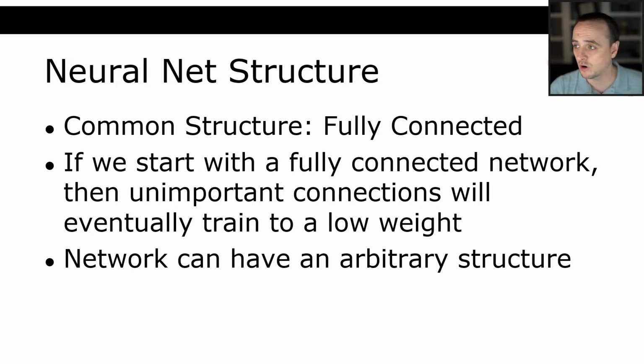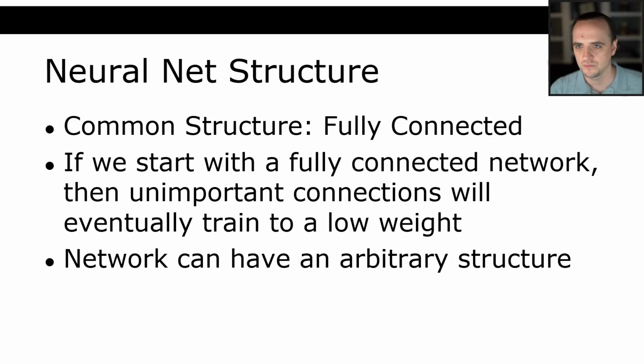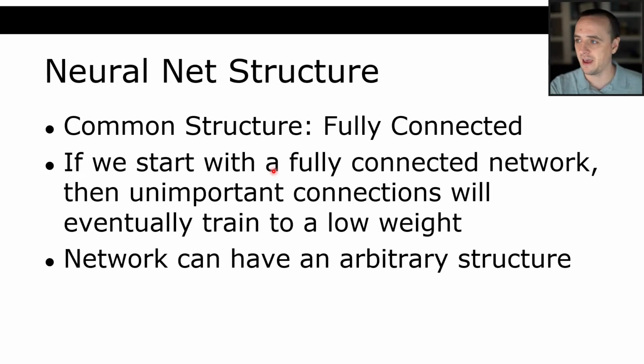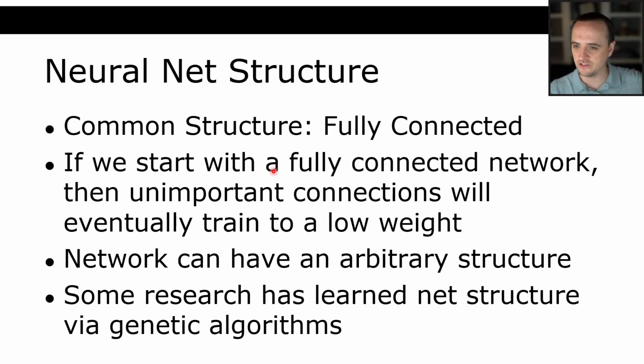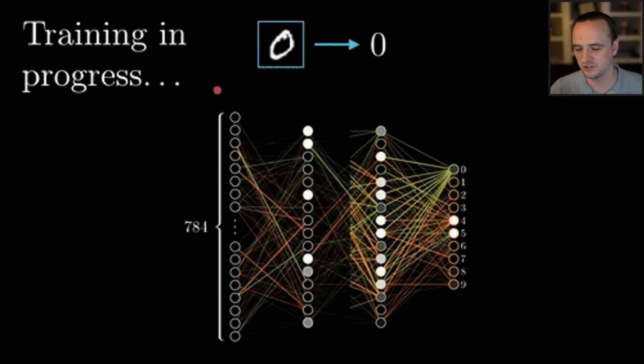And so the network could have an arbitrary structure. However, let me rewind a bit. Typically what we can do is just pass in a fully connected network, and if any of those weights are not important, they will go to 0. But the network can have an arbitrary structure, and some research within the neural net sphere is actually on how we can learn the best structure for a neural network.